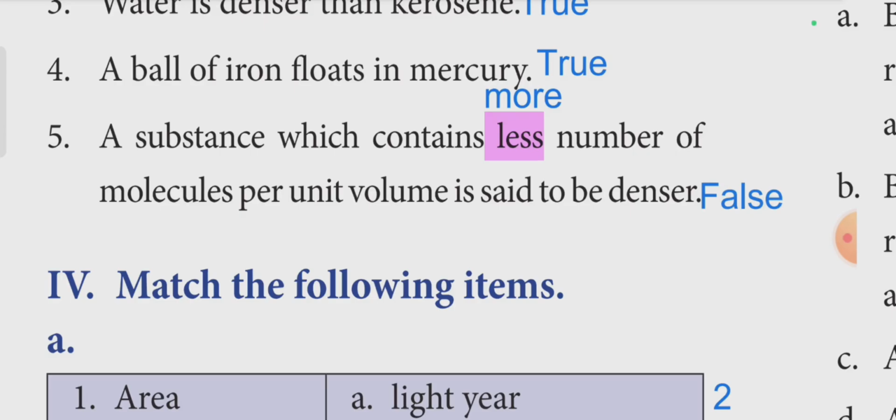False. The correct statement, a substance which contains more number of molecules per unit volume is said to be denser.